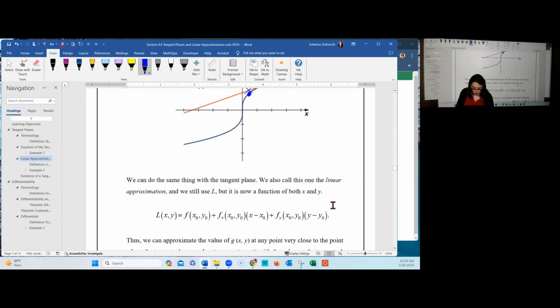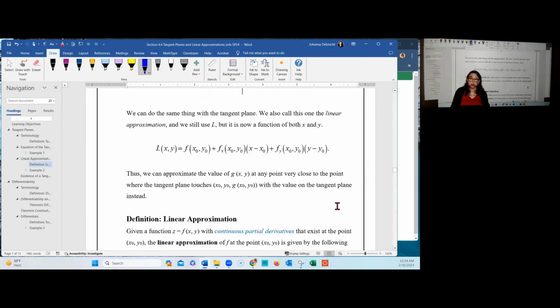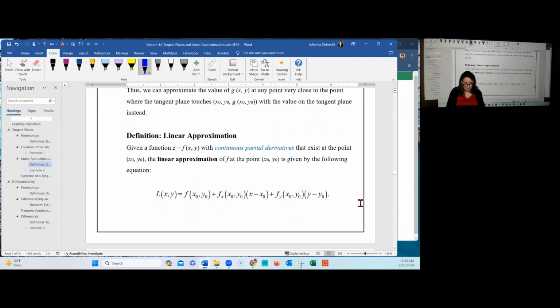Let's now scroll down to see how we do this with the tangent plane. We still call it a linear approximation, and we'll still use L as the name of the function, but it's now a function of two independent variables since we're in three-dimensional space. And we're using the equation of the tangent plane as our approximating function. So we can approximate the value of g of x, y as long as we're close to the point that generated the tangent plane. Here's the formal definition of the linear approximation function in 3 dimensions.